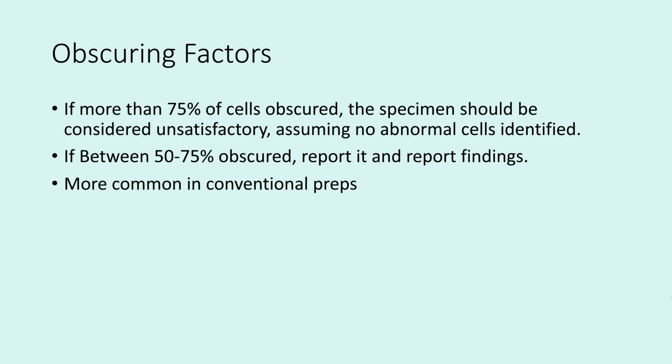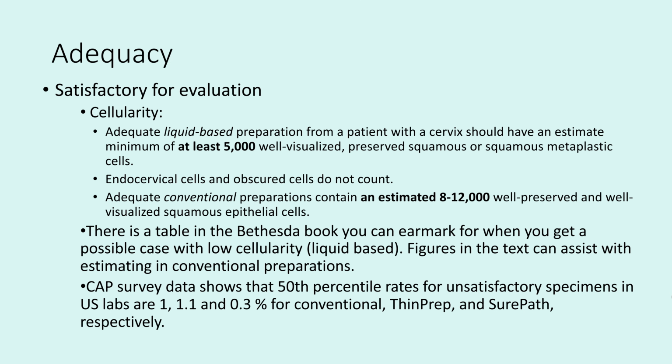Okay, obscuring factors. And I'll just touch on one more thing for adequacy very quickly. The transformation zone was something that in previous iterations of the Bethesda criteria, sampling of the transformation zone was required for an adequate pap smear, with the idea that if you did not sample the transformation zone, which is the area at highest risk for developing a squamous intraepithelial lesion, it was not getting to the part of the cervix or theoretically high up enough in the cervix to assure an adequate sample.